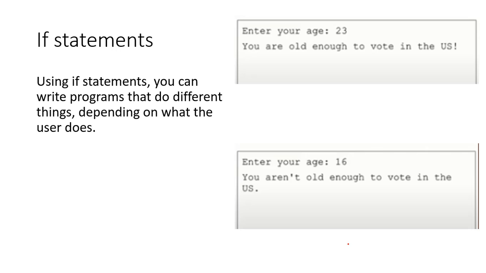When you're using an if statement, basically you can write programs that do different things depending on what the user does. So right here I've got a program where I ask the user to type in their age, and depending on what they type in, I display something different. So if they're 23, I put you're old enough to vote in the US. But if they only typed in 16, I would say you aren't old enough to vote in the US. So this would be my ability to control, depending on what the user types in, what will come out of the program. It makes our programs a little bit different, I guess. You could have different things happening in your program.